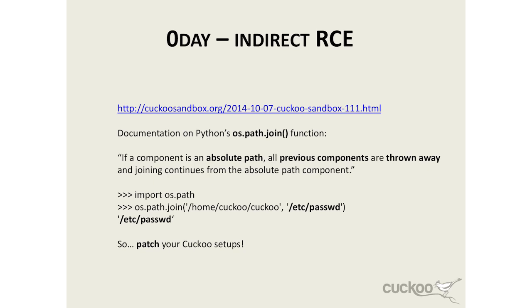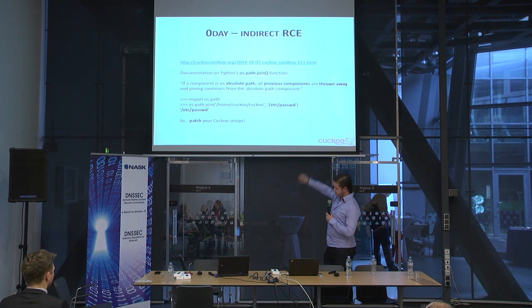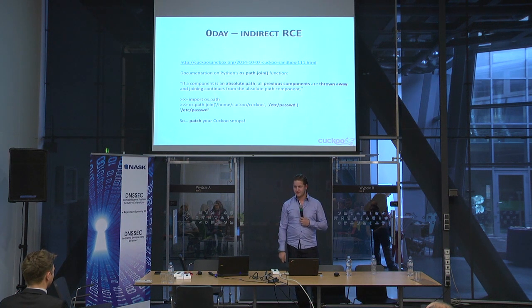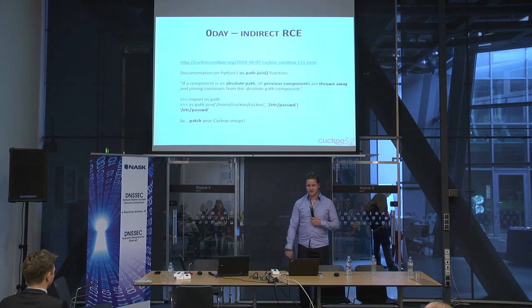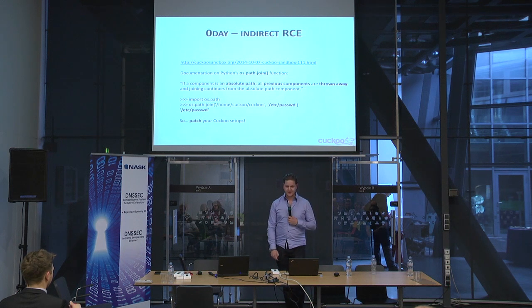And then we were using the Python function os.path.join, but if you give it an absolute path, then it returns the latest absolute path. So in this example, you see our directory, and then /etc/passwd, and it will just return /etc/passwd. So we would overwrite. You could overwrite any arbitrary file, which is indirectly remote code execution. So if you're running 1.1, please patch your systems.